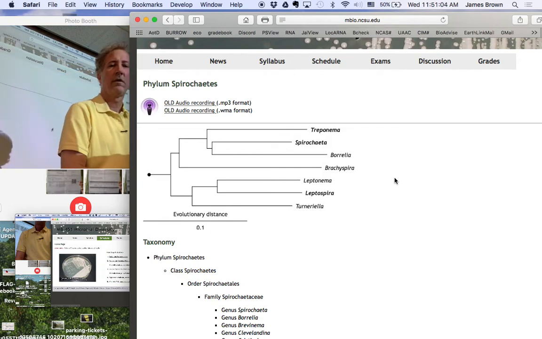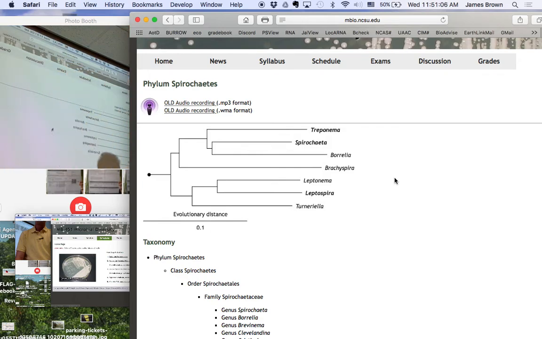So first, we're going to talk about the spirochetes. Really interesting set of organisms. You guys are probably familiar with spirochetes because of the pathogens in this group, right? Treponema, Leptospira, Borrelia, these sort of organisms. It turns out these are important pathogens. But it turns out that most spirochetes are not pathogens.